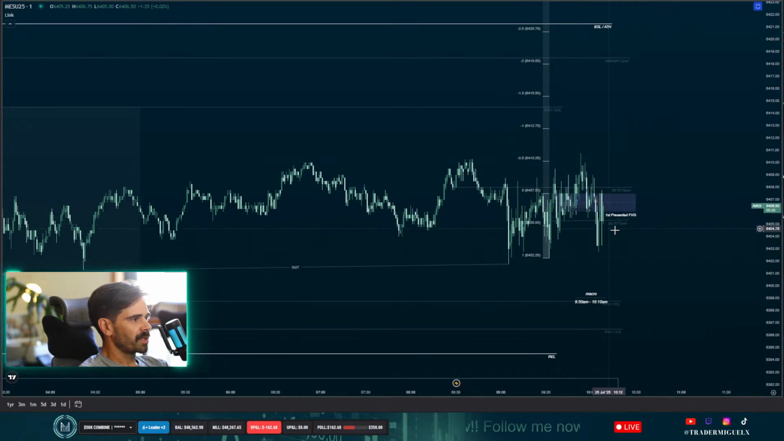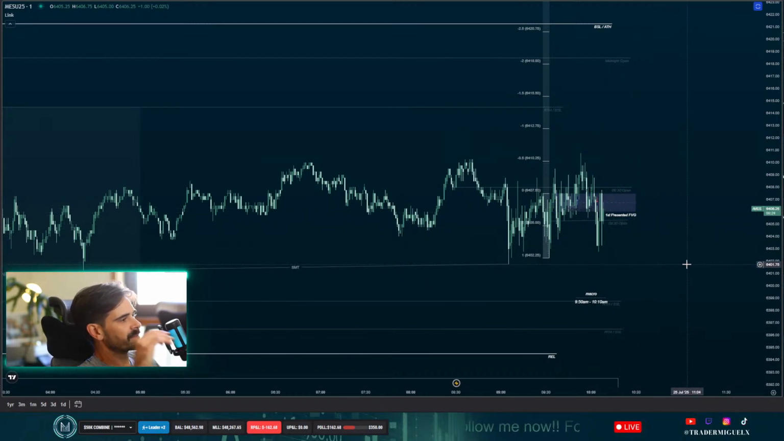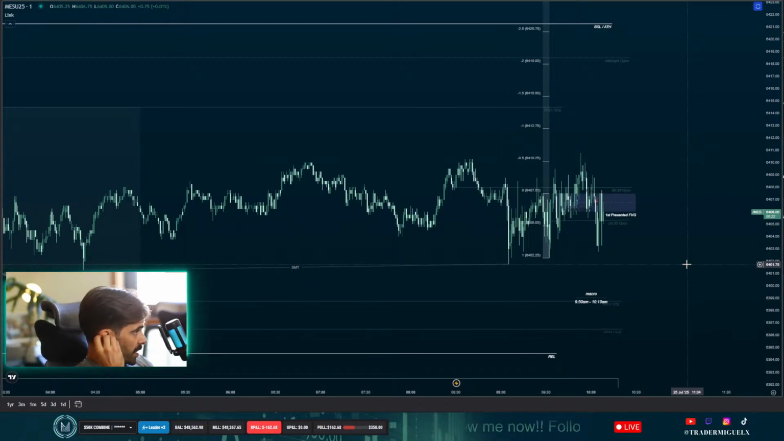Yeah, 930 open holding, price coming back to the first presented fair value gap, but yeah, kind of a messy day here on ES. And NQ delivered quite well, but ES was never able to move like NQ.